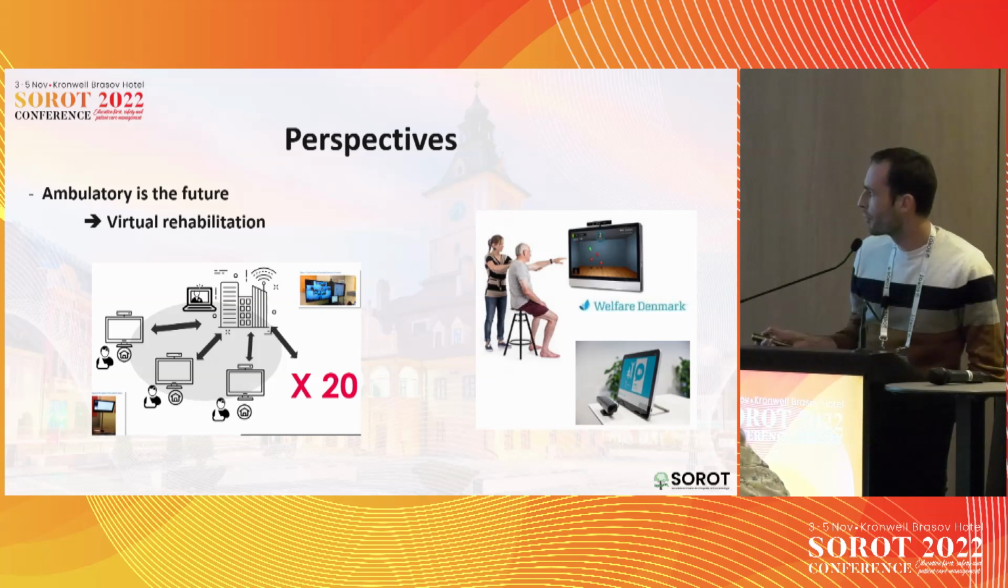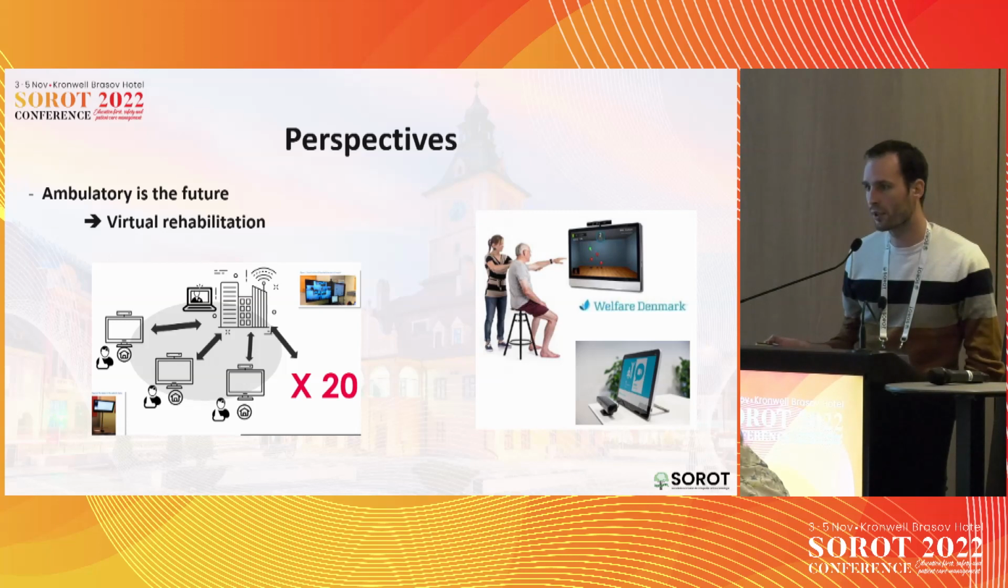So we have two examples. On your left, you have a system where patients are connected by webcam in their home to a physiotherapist in a rehabilitation center, and they do the rehabilitation together with 20 patients. They are connected to each other. This kind of rehabilitation allows the physiotherapist to monitor the rehabilitation of the patient. And if a patient doesn't do his rehabilitation, they come to the rehabilitation center for an assessment.